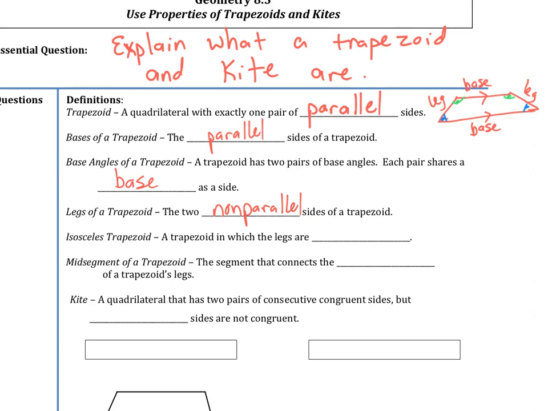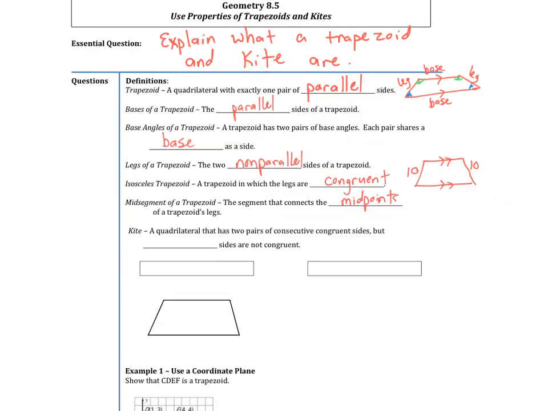An isosceles trapezoid is a trapezoid in which the legs are congruent. So the legs are equal to each other. So that would look something like this. We have our parallel sides, and each leg would be the same. So let's say they're both 10. That's an isosceles trapezoid. And the mid-segment is the segment that connects the midpoints of the legs. Okay, so we're going to add a picture of these as well in a second.